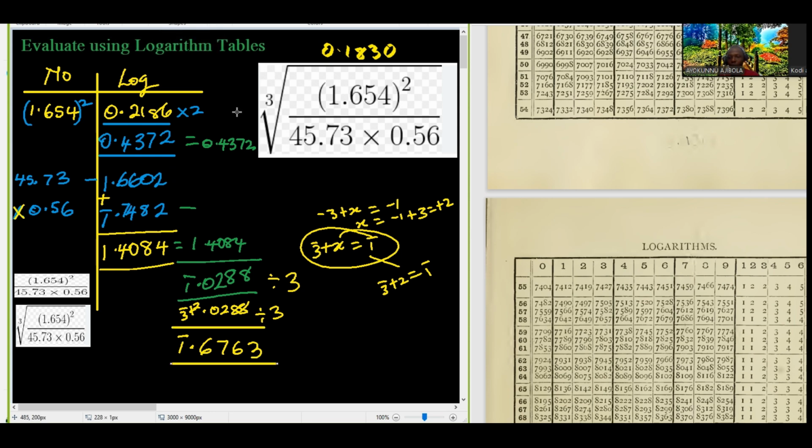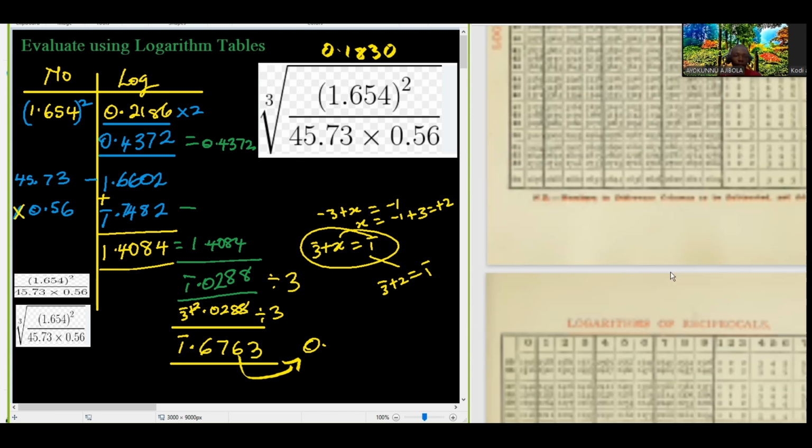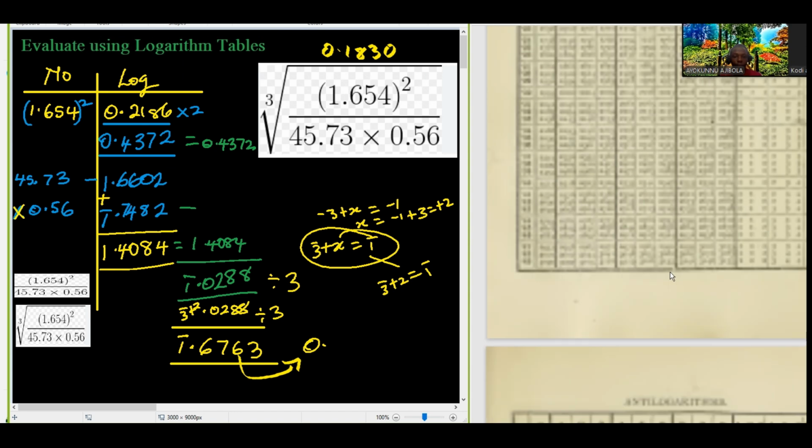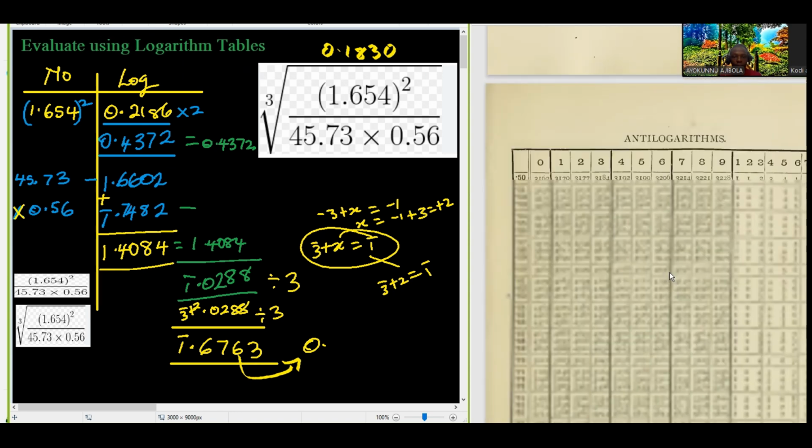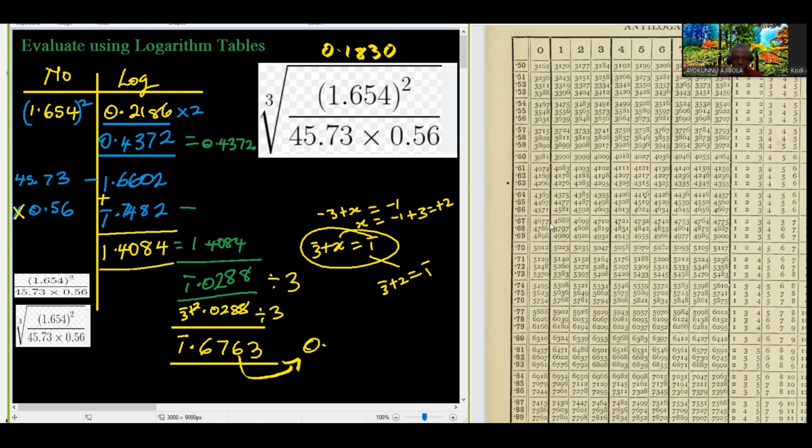So this becomes our final answer, but we have to take it out of logarithm to antilog. So to take this to antilog, we have to say our answer is going to be 0 point whatever. So we check antilog 67 under 6, difference 3. So 67 is somewhere here. Under 6 is here. That is 4742. Difference 3 is 3. That's 4745.